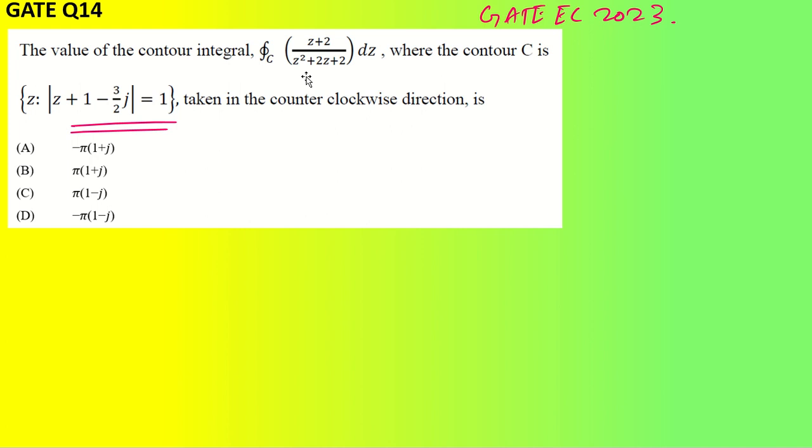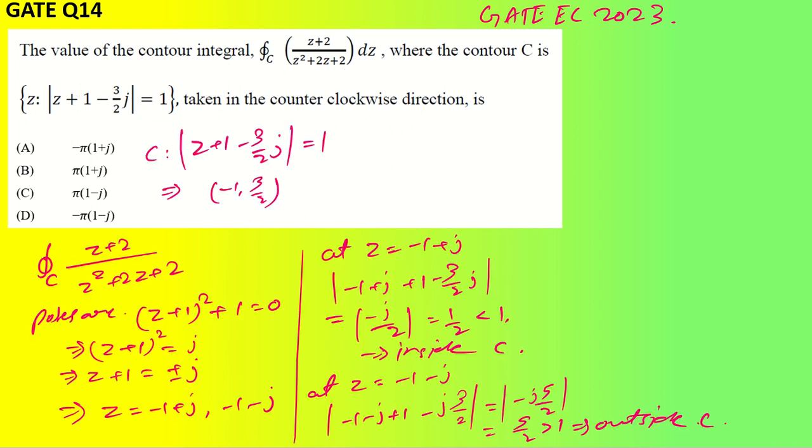So what we will do, we will first identify what are the poles available. You equate the denominator to 0. So z square plus 2z plus 2 is equal to 0. That is nothing but (z plus 1) whole square plus 1. I can write it down like this: z square plus 2z plus 1 plus 1. So this particular term is (z plus 1) whole square plus 1. Did you understand? You have to separate it out in different forms.